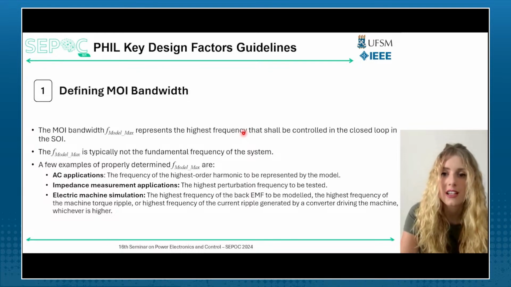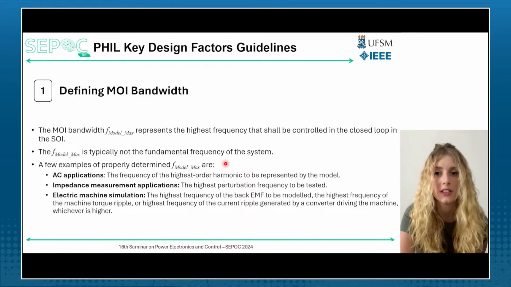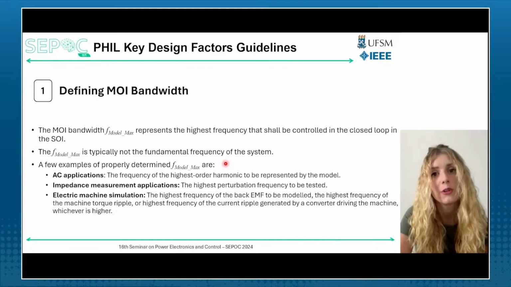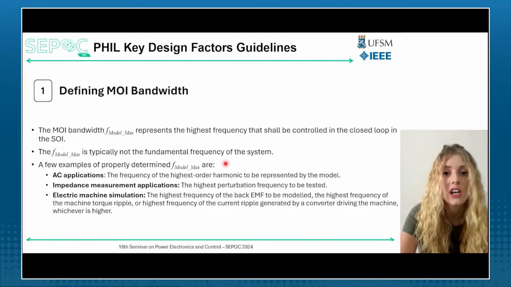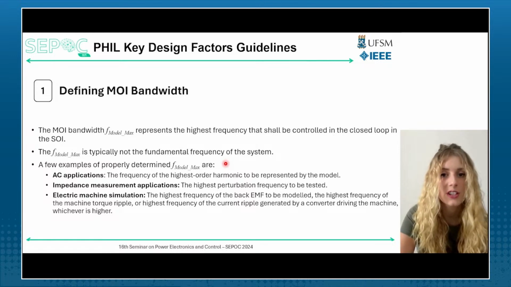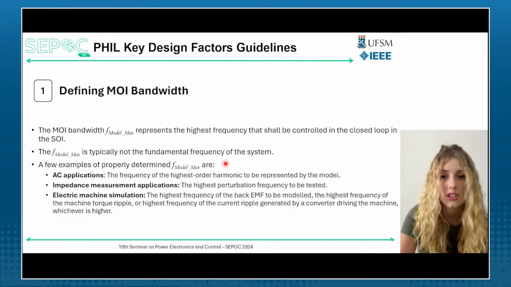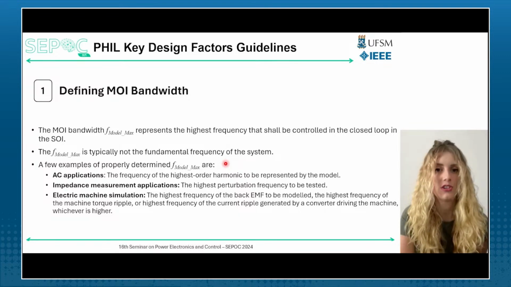And here you can see examples of how to select the frequency. For AC applications, the frequency of the highest order harmonic to be represented by the model. In case of impedance measurement applications, the highest perturbation frequency to be tested. For electric machine simulation, the highest frequency of the back EMF to be modeled, or the highest frequency of the machine torque ripple, or the highest frequency of the current ripple generated by a converter driving the machine, whichever is higher. So you are basically aiming to find the highest frequency that could appear in your model of interest.